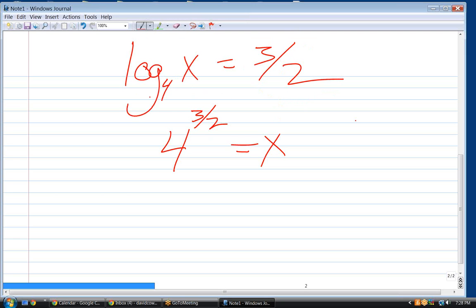Now, what is 4 to the 3/2 power? How do we do that? The denominator is the root. The numerator is the power. In other words, this is the same as the square root of 4 raised to the 3rd power. Well, the square root of 4 is 2. 2 cubed is 8. So x equals 8, exactly.